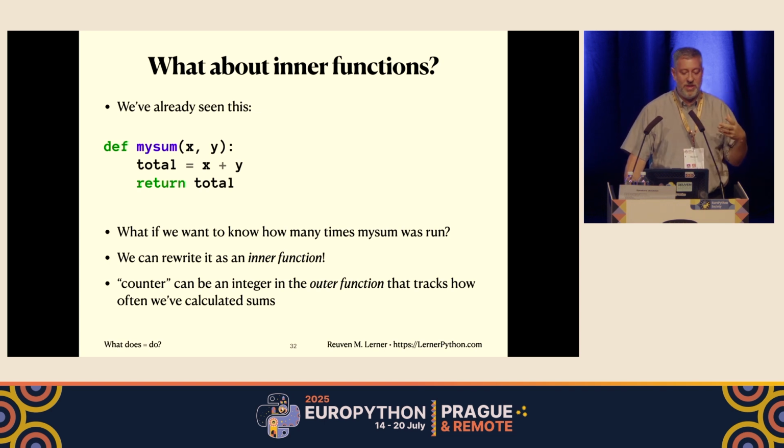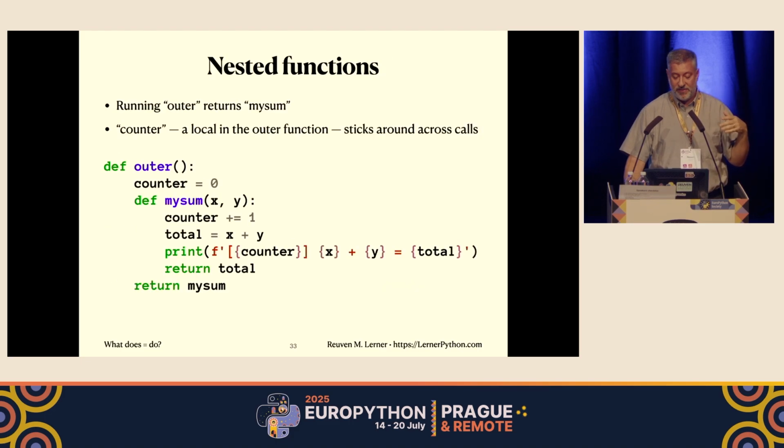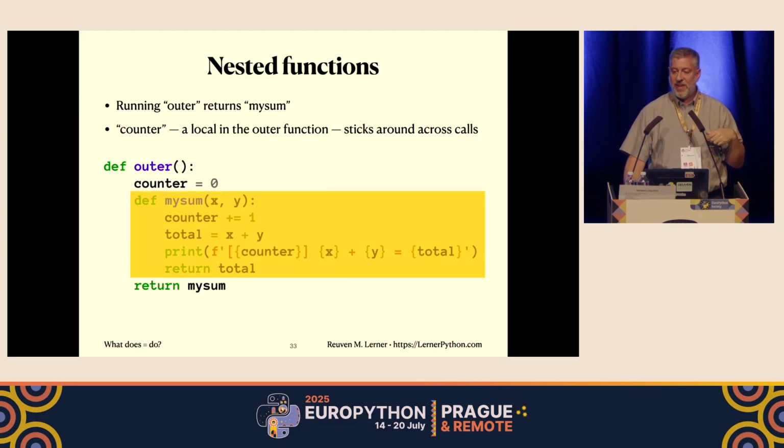So one way I can do that is to stick this functionality in an inner function, and then the outer function will have a local variable, counter, that will keep track of this. And this is how I can do it. I have def outer, counter = 0, and then my inner function is basically what we had already, just it does a little printing. And what we're going to do is say, oh yeah, every time my_sum, this inner function, is invoked, we're going to say counter += 1.